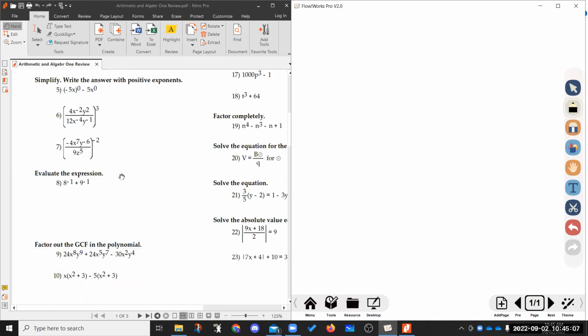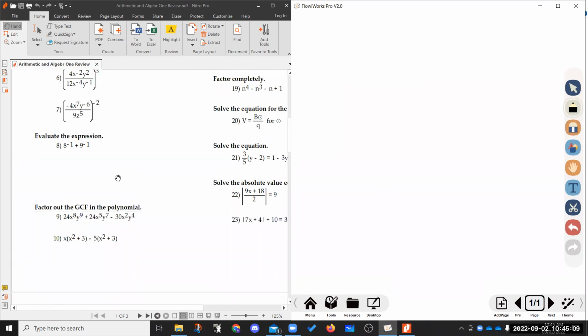Now we're going to factor out the GCF of the polynomial for number 9 and number 10. So we start off with 24x to the 8th, y to the 9th, plus 24x to the 5th, y to the 7th, minus 30x to the 2nd, y to the 4th. So I'm looking for the biggest factor that's in common between 24, 24, and 30.